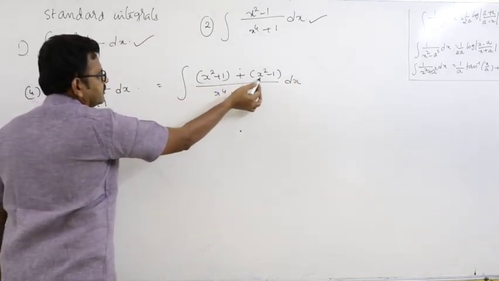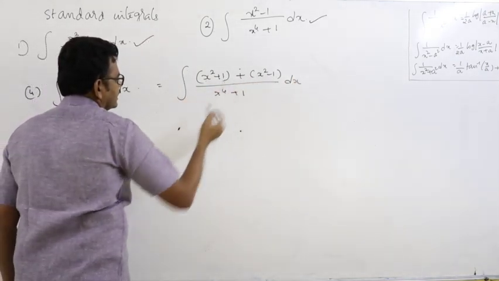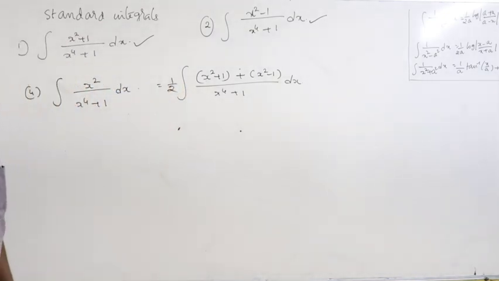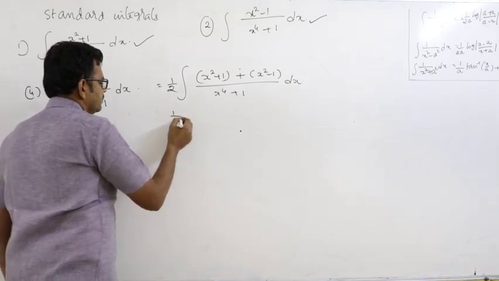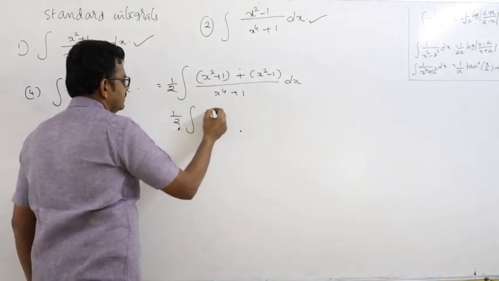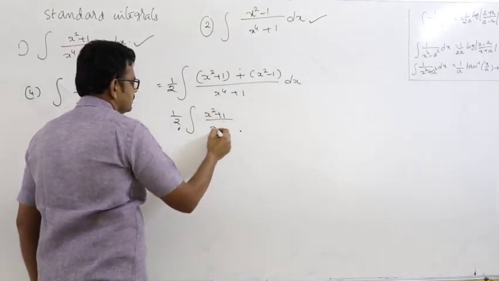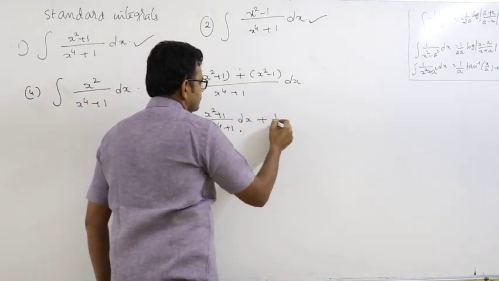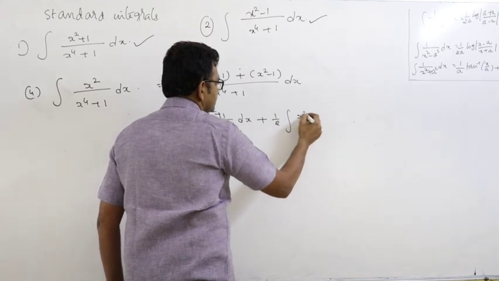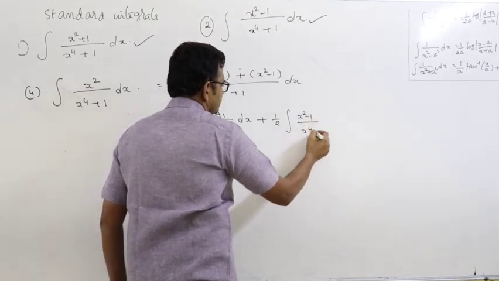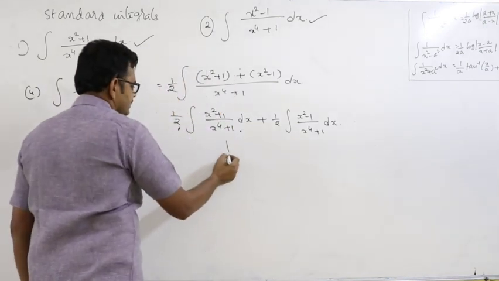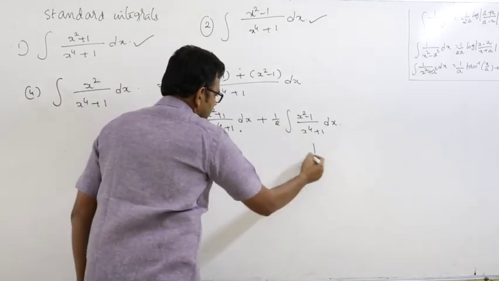x square plus x square is 2x square. 1 minus 1 gets cancelled. So you write 1 by 2 of integral x square plus 1 by x power 4 plus 1 dx plus 1 by 2 of integral x square minus 1 by x power 4 plus 1 dx. Again, this is the first problem and this is the second problem.